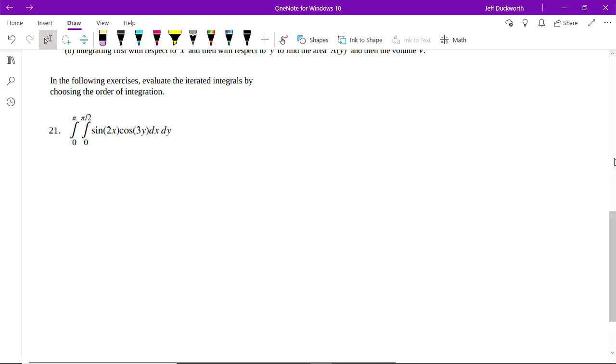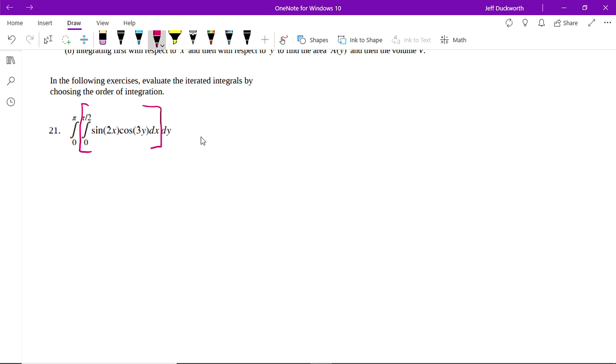All right, so it doesn't specify what order we're supposed to do this in, so I'm just going to leave it alone. I'm going to draw a little bracket around this. We'll be doing the inside first. So that cosine of 3y, because we're dealing with dx, is just going to be a constant, so we can pull that out.